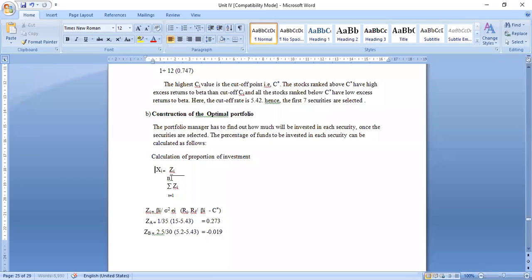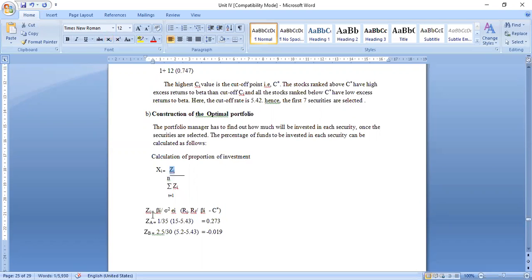Now this is the formula to calculate the proportion of investment. Xi is the symbol for proportion of investment, and i is with regard to the number of securities. It can be A, B, C subsequently that we are going to calculate. Okay, so the proportion of investment is calculated as Zi divided by, this is also important, summation of Zi. Now summation is over all the securities that we have selected above the cutoff point. Okay, so first we have to calculate Zi.